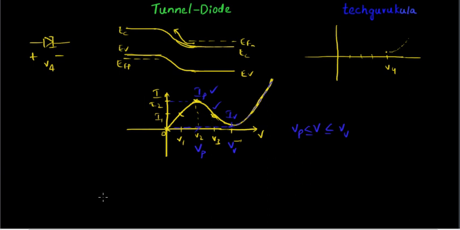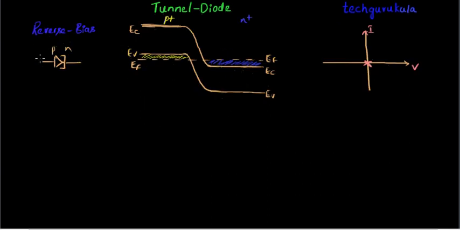Now let us look at how this tunnel diode behaves when it is reverse biased. Reverse bias is when we apply negative potential to the P side and positive potential to the N side. Now suppose we apply 0 volts, and we have seen this energy band diagram even before. When you apply 0 volts, this is how the energy band diagram looks and this is how the IV characteristics look, and the current flowing through it will be 0 because EF is constant throughout the tunnel diode.